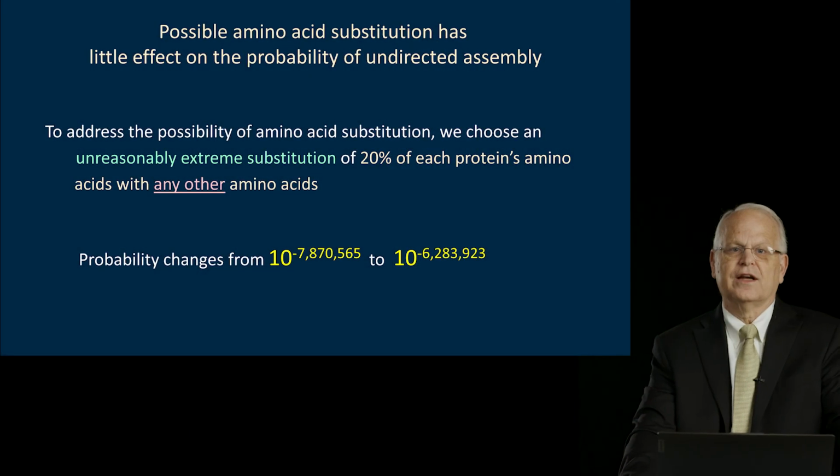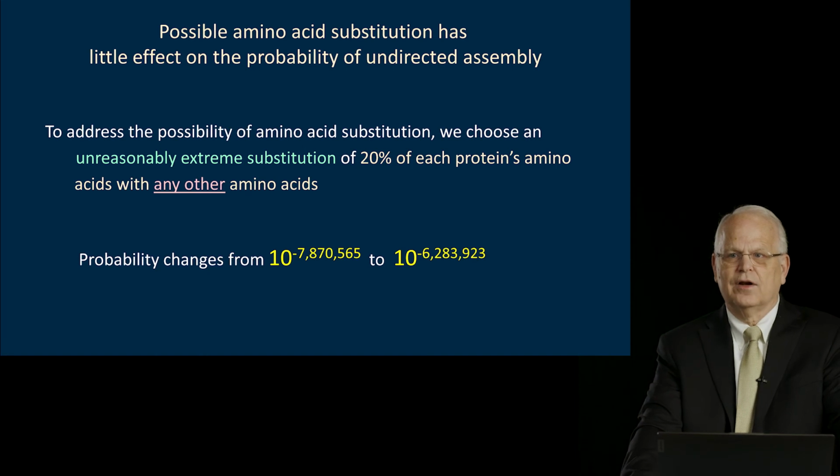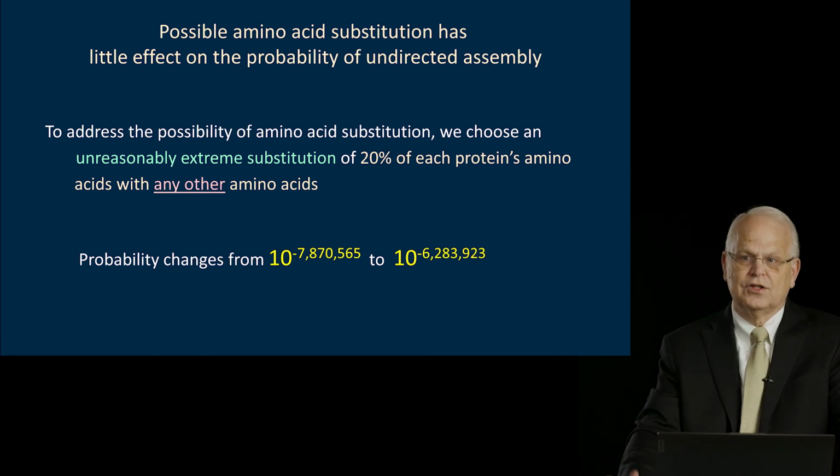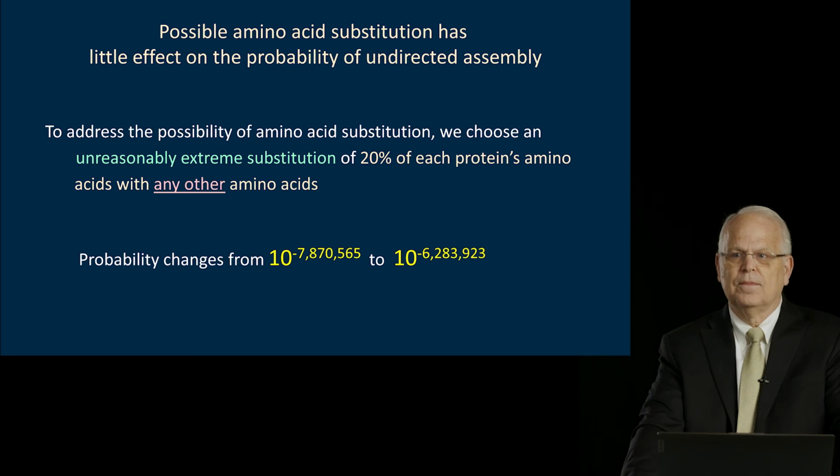Well, this is an unreasonable extreme, but it is actually just to test what effect it would have on our calculations. And the probability changes from 10 to the minus 7.8 million to 10 to the minus 6.2 million, which is a very small change and doesn't change our conclusion in any way. So the possibility of amino acid substitution does not account for these extremely low probabilities, and we're able to deal with really a very good estimate of the likelihood undirected assembly can make the proteins that are in the mammalian cell.